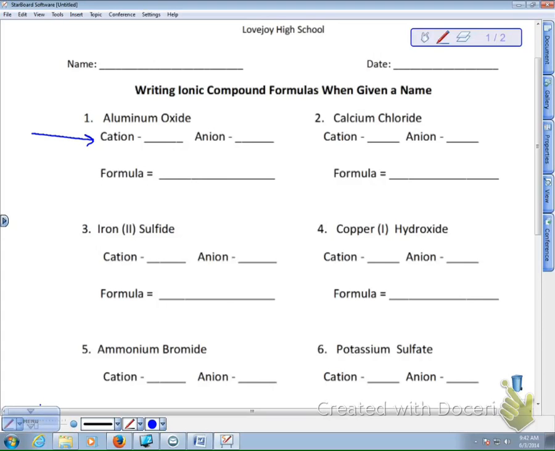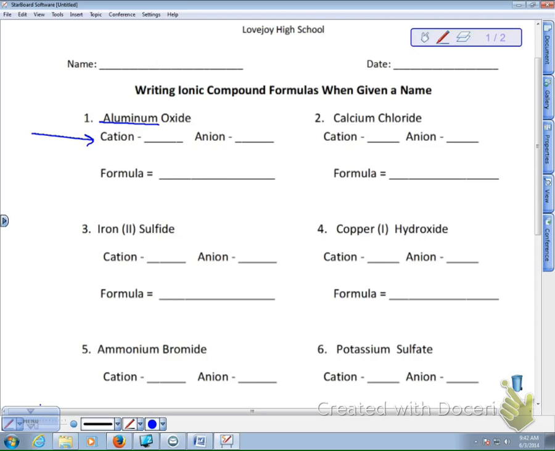So what you need to do is take that first word, and this is example number one, it's aluminum, and you just need to write down what that ion is. So on your periodic table, find aluminum. It's in the P block, column 3A, or 13. It has 3 valence electrons, so we know then that aluminum is going to be +3.